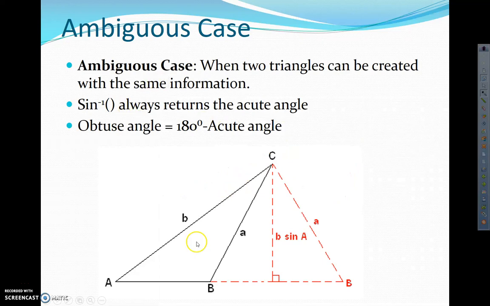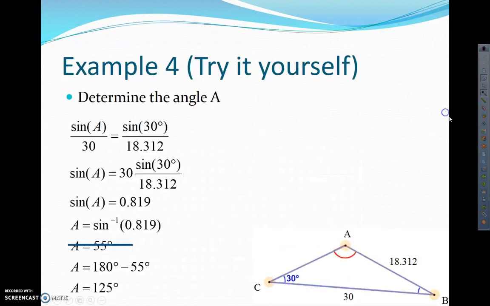So the ambiguous case works something like this. When two triangles can be created with the same information, sine inverse always returns the acute angle, and the obtuse angle is actually 180 degrees minus the acute angle. So if our acute angle was 55, then our answer would have been 180 minus 55 degrees, which would then say that angle A is 125 degrees.